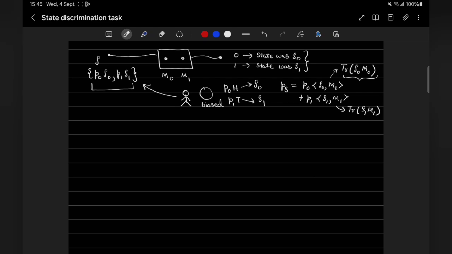What is the probability that my detector clicks at M0? I register output 0 when the actual state is 0. One can also talk about the probability of failure, which is P0 times trace of rho 0 M1, because I wrongly say that my detector clicks at 1 when my state was actually 0. So these are the two probabilities, probability of success and probability of failure.